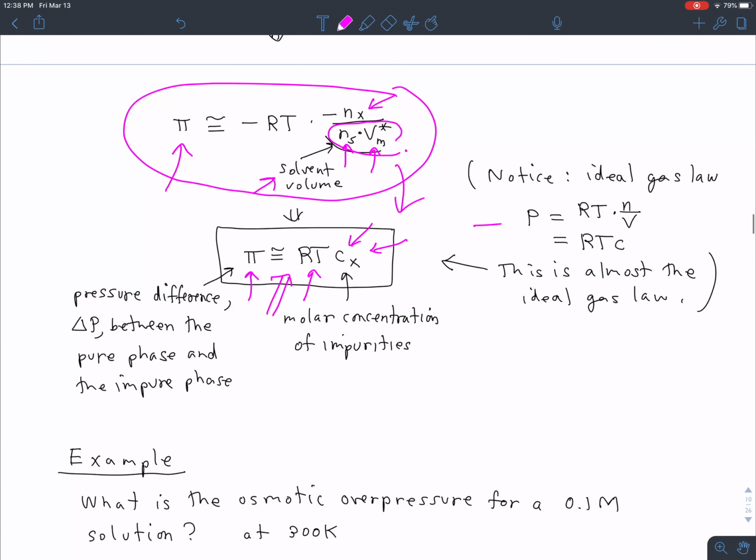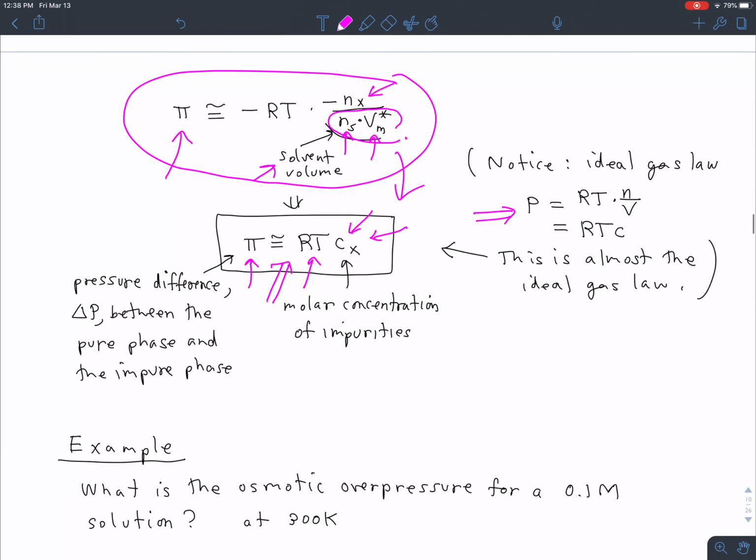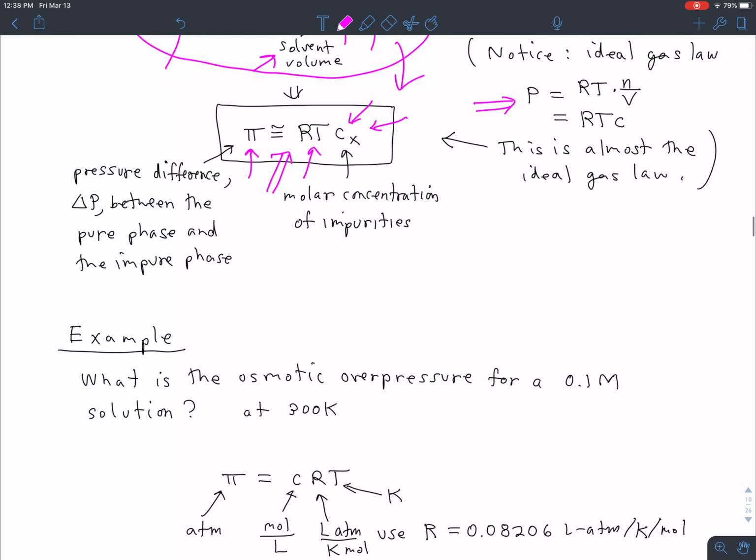Notice that that's exactly the same formula as for an ideal gas. It's a completely different physical situation, and yet you get exactly the same formula as you would for an ideal gas, which makes it easy to remember. It doesn't really change anything else, but it does make it easy to remember how to calculate osmotic pressure.